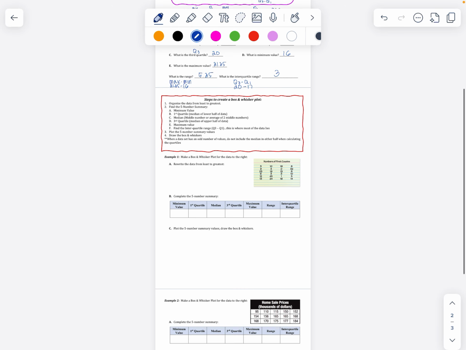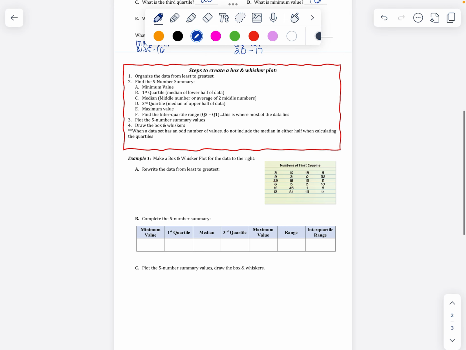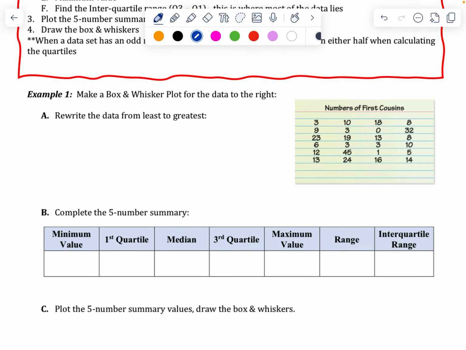Okay, now let's try graphing a box and whisker plot. Number one thing you have to do first is organize the data from least to greatest. Then you find your 5-number summary. Then you draw your box and whisker plot, okay? There's a little note at the bottom right here that says when a data set has an odd number of values, you don't include the median in either half when calculating the quartiles. We'll see an example like that, and I'll explain that if you don't understand that.